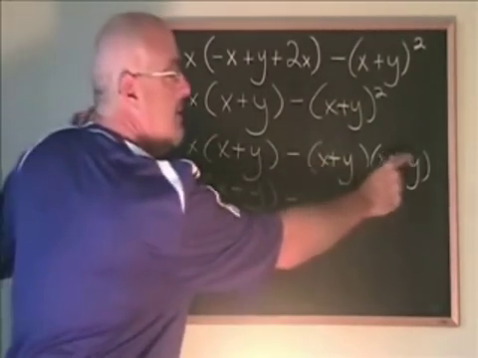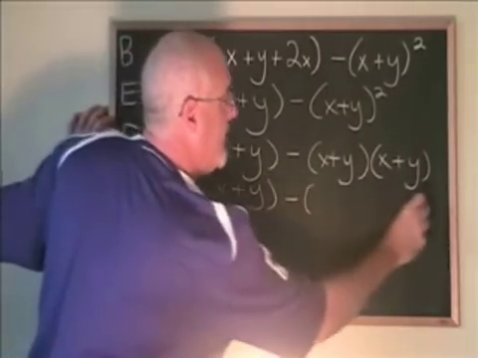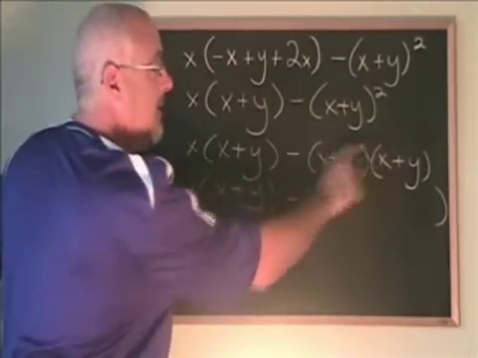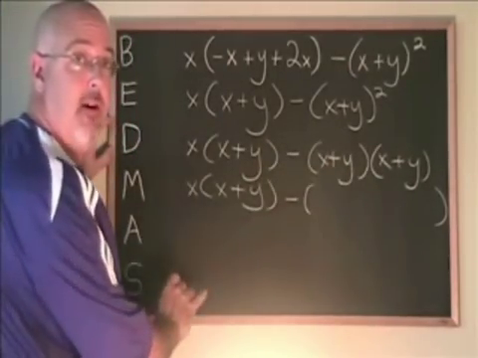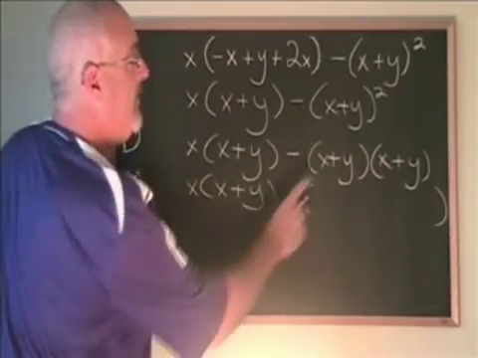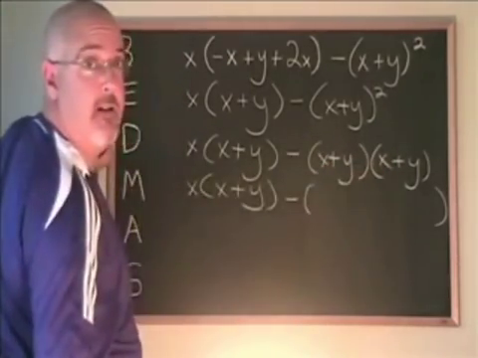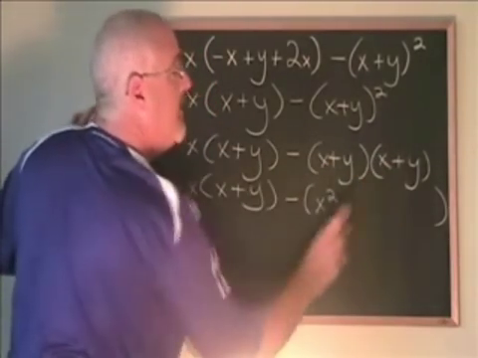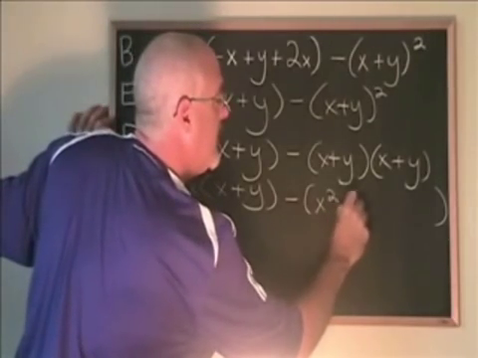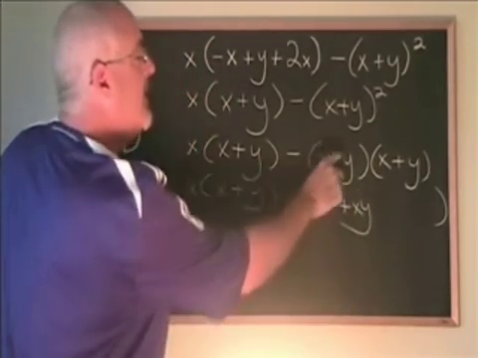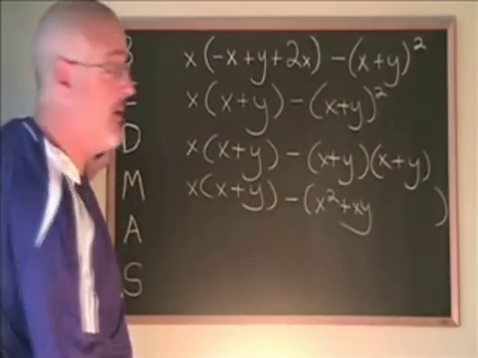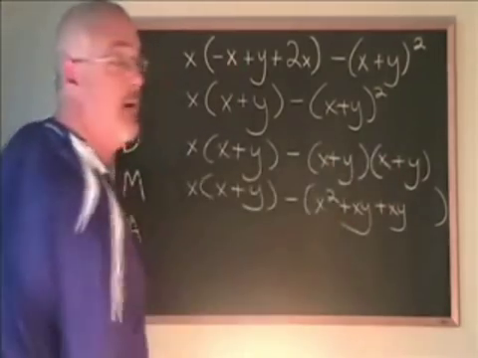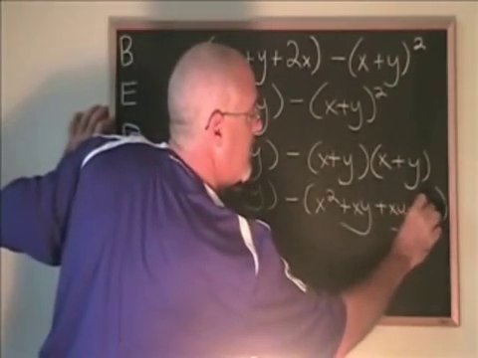And I'm going to write the answer to this multiplication inside a bracket, because I see a minus sign before it, and I know that minus sign will affect the entire answer. I'll worry about that later. I'm just going to do the multiplication now. First times first is x times x, which gives x squared. First times second is x times y, which is xy. Second times first is y times x, which is also xy. Finally, second times second is y times y, which is y squared.